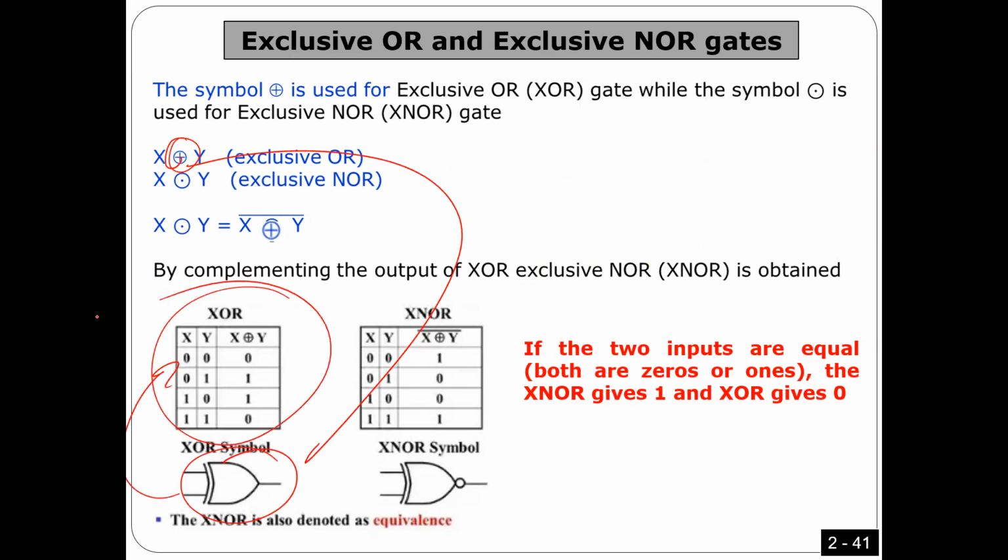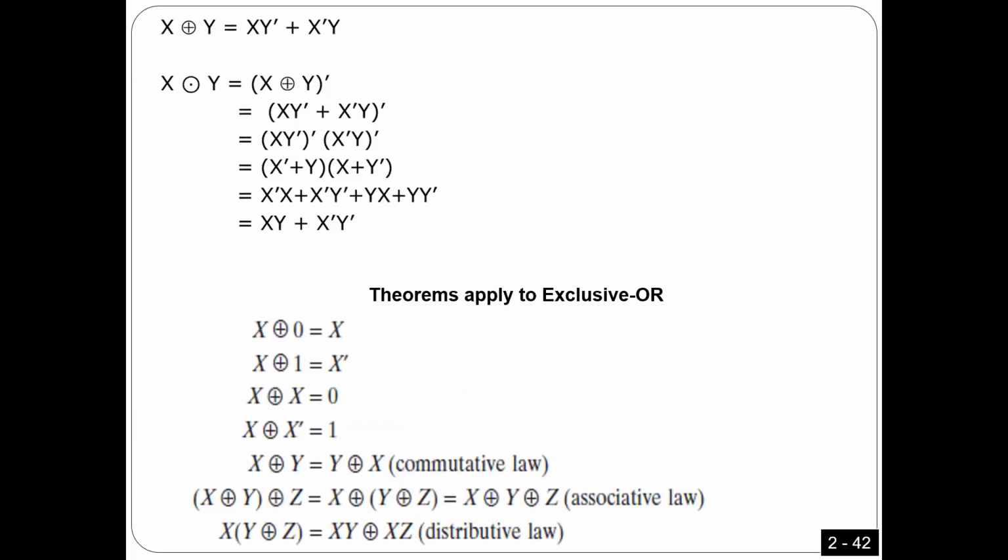Also, as I told you, we are going to build everything from the basic three operations. So tell me what is the operation of this one? Pretty simple. So this is the operation: xy prime or x prime y. So this is exclusive OR. Is that okay?